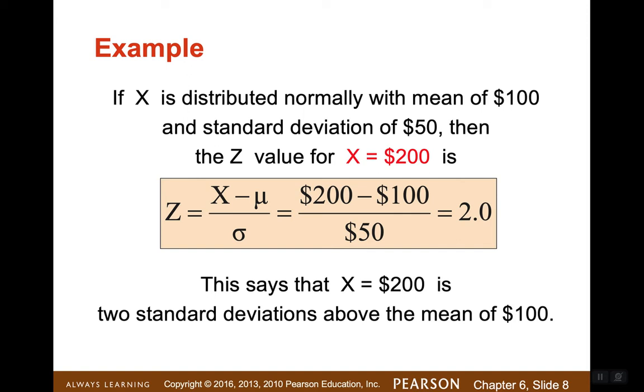All right, so in this case, we'll use an example. We have a normal distribution, mean of 100, standard deviation of 50. What we'll do is convert this. If we have an x value of 200, we would say 200 minus the mean, divided by the standard deviation, which is 2.0. So in this case, 200 is 2 standard deviations above the mean of 100. It's kind of how you would translate this.